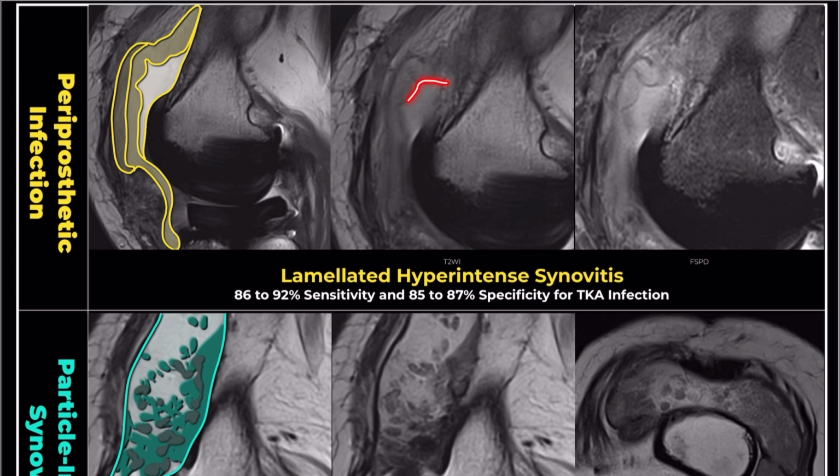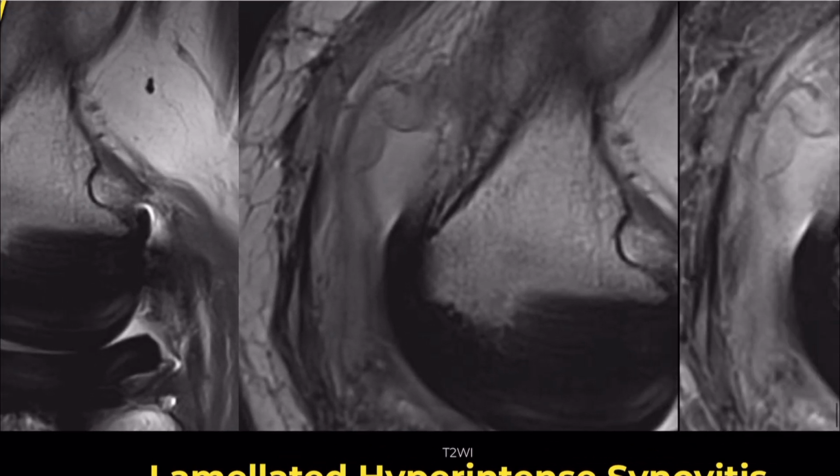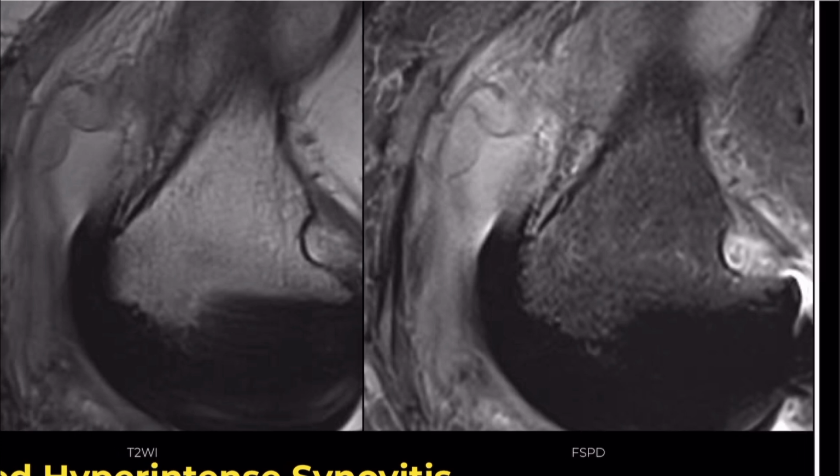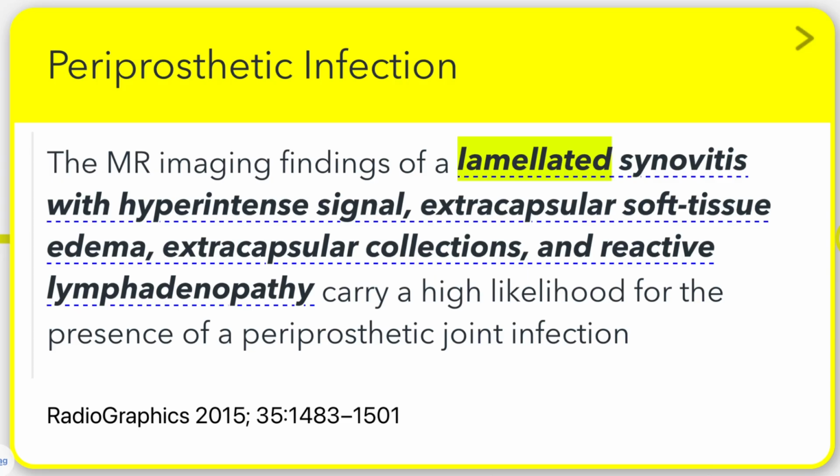This patient presents with lamellated hyperintense synovitis on MRI. These findings indicate a high likelihood of periprosthetic joint infection, which is characterized by lamellated synovitis with a hyperintense signal, extracapsular soft tissue edema, extracapsular collections, and reactive lymphadenopathy. These MRI findings have shown high sensitivity and specificity for detecting TKA infections.